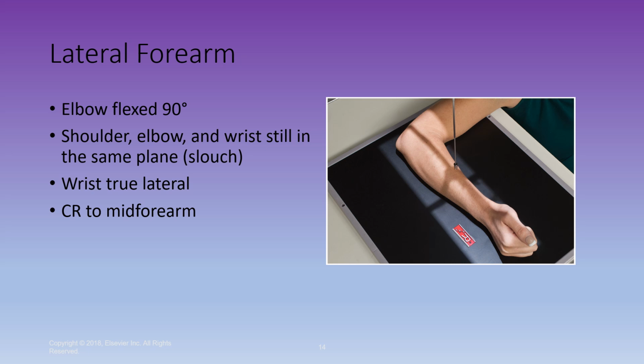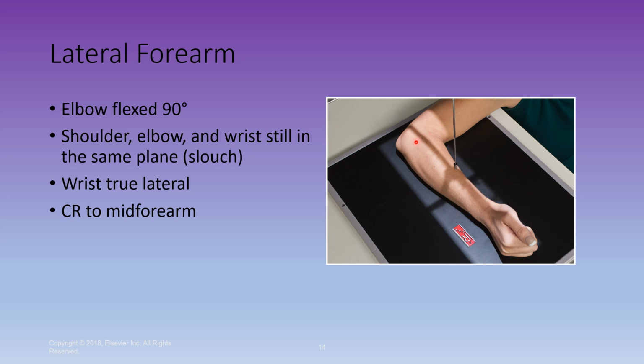And now you would bend the patient's elbow. And at the same time, I would say that we would turn the image receptor. So you bend the patient's elbow and turn the IR to go with them. And you want the elbow in a 90-degree angle. Okay, so shoulder, wrist, and elbow still in the same plane. You want their hand and wrist also in a true lateral position.